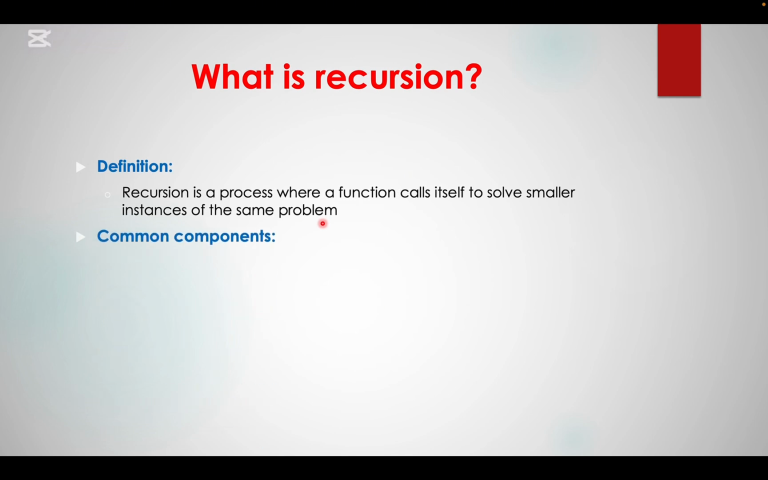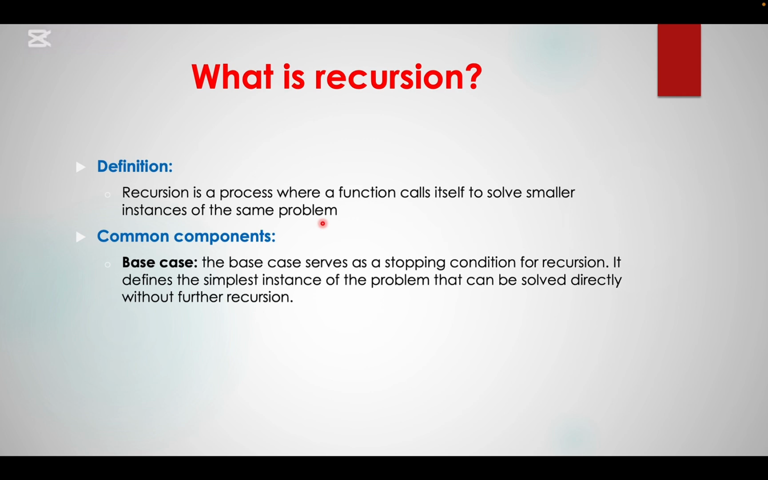What are the components of recursion? The first and the most important case is what is called the base case. The base case serves as a stopping condition for recursion. Where is the program going to end? It's going to end in the base case. It defines the simplest instance of the problem that can be solved directly without any further recursion. So the base case is solved without recursion.